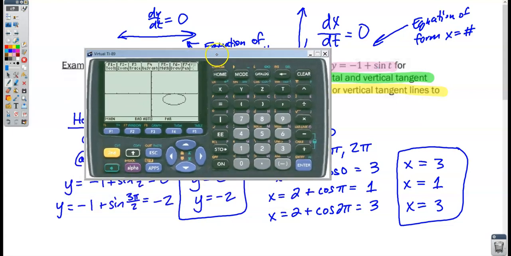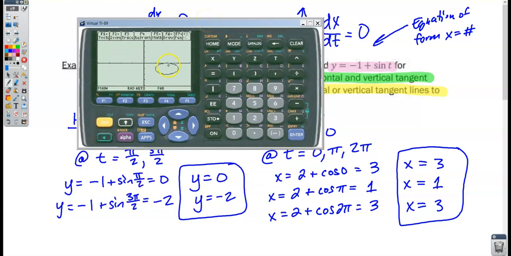And you should see that there's a horizontal tangent line at y equals 0. There's a horizontal tangent line at y equals negative 2. There's a vertical tangent line at x equals 3. There's a vertical tangent line at x equals 1. And so those are all the tangent lines based off of our parametric curves.